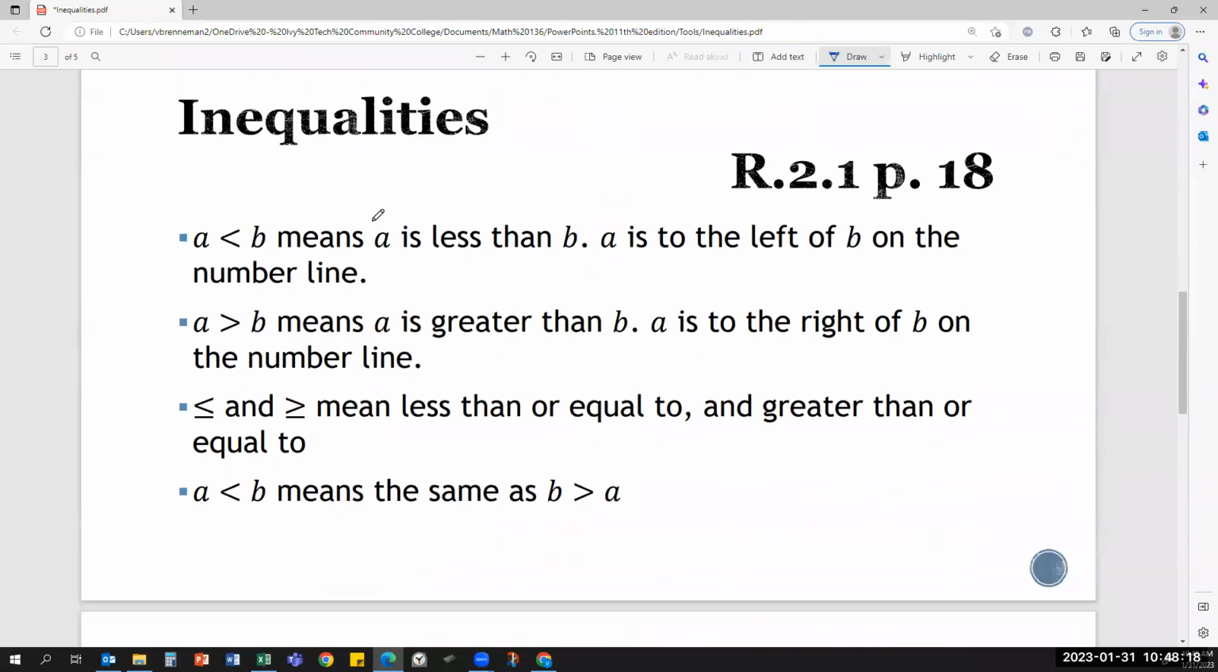So inequalities have to do with where numbers are relative to each other on that number line. This symbol is read "less than": A is less than B. That means A is to the left of B on the number line. A is greater than B would mean A is to the right of B. And then you have the ones with the line under them that mean they could be equal along with either the less than or the greater than. And then you can switch. If you switch the order of the inequality, A is less than B, you can say that means B is greater than A.